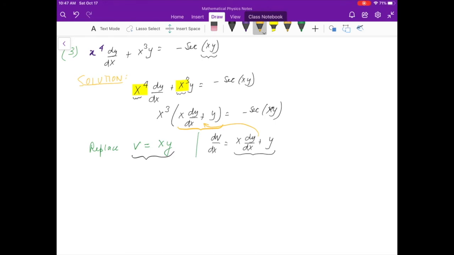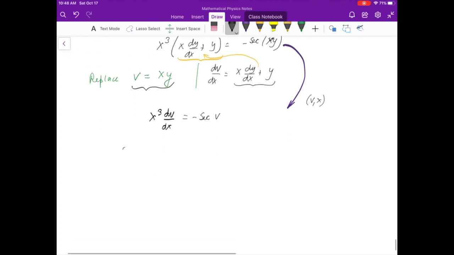Just take a moment to appreciate that these are certain techniques which can be done pretty intelligently to make sure that we understand separation of variables properly. So x cubed is multiplied with dv/dx, the derivative of v, the replacement function, with respect to the independent variable, and that is equal to minus sec(v), right? So we no longer have to deal with xy, we just use x and v as the base variables for the separation of variables method.